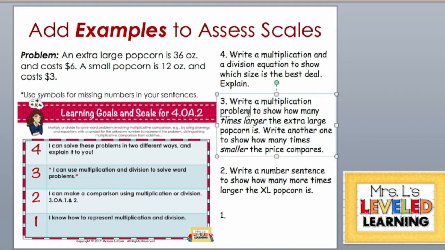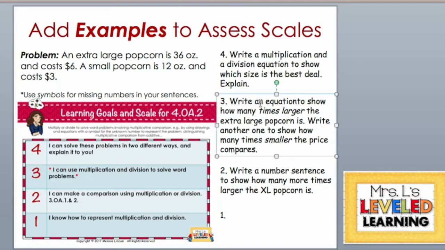You could say write a multiplication problem to show how many times larger it is, or I could change that if I want to make it a little harder to write an equation to show how many times larger the extra large popcorn is. Do you see how that changes the task? Cognitively, the kids have to do their own work to say, how am I going to write an equation for this? To show what's larger, I'm going to be working with multiplication inside the equation. They have to figure that out themselves. That means I could change this to division, write another one to show division equation, or I'll leave it.